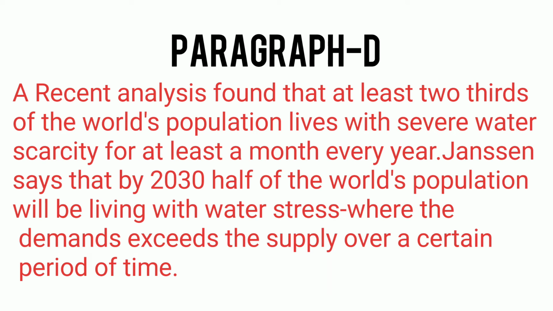Let's move to paragraph D. It says, a recent analysis found that at least 2/3 of the world's population lives with severe water scarcity for at least a month every year. So what it is talking about in the first sentence is that around 2/3 of the world's population is living in water scarcity, right? So there is a scarcity of water, and by paraphrasing we can see that water is less, or the shortage of water is there. Fine, let us see the headings.